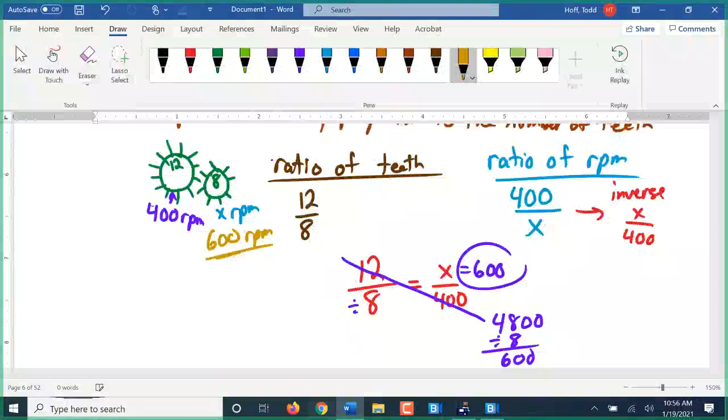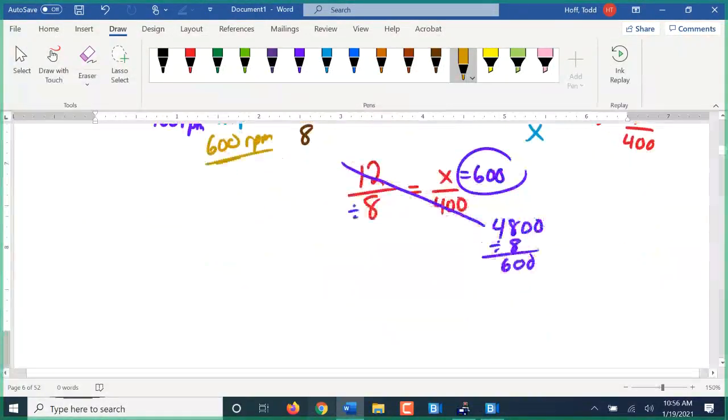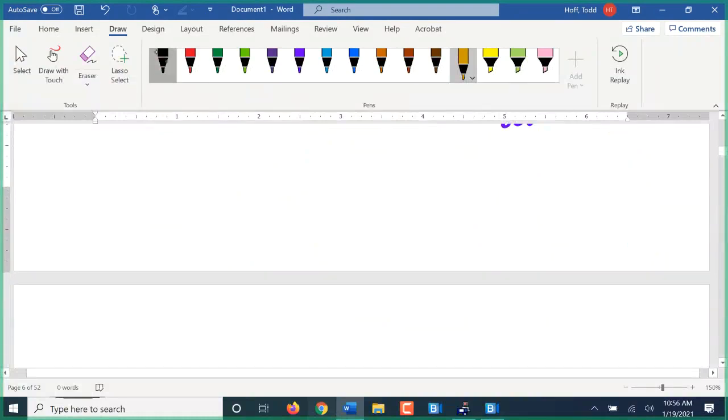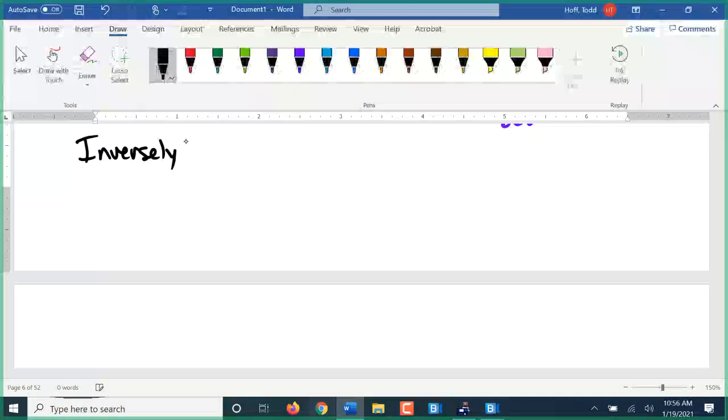That's what inversely proportional means, is you make the two ratios or the two rates, you invert one of them, you flip it over, and then you set them equal. I hate that description. Inversely proportional is not proportional. It is, it's proportional to the inverse, still. Inversely related. Sometimes referred to as inverse variation.